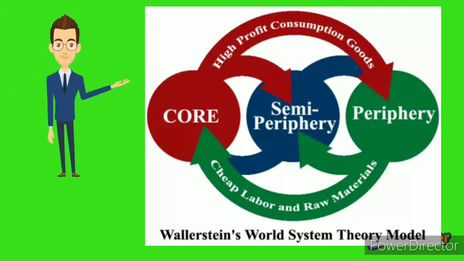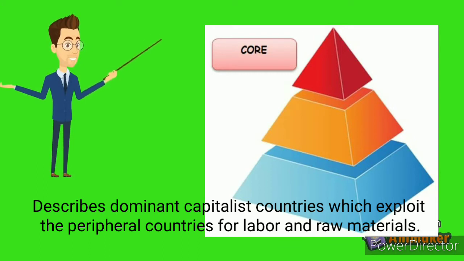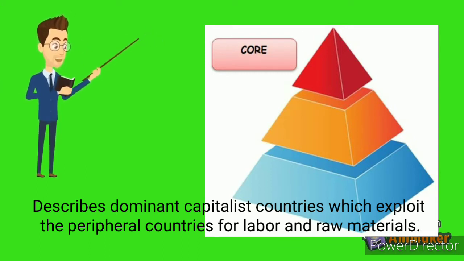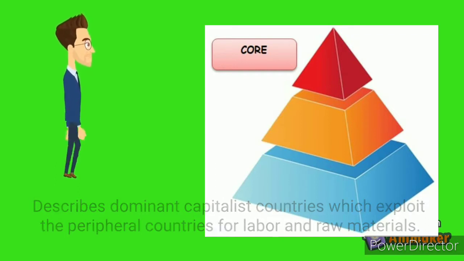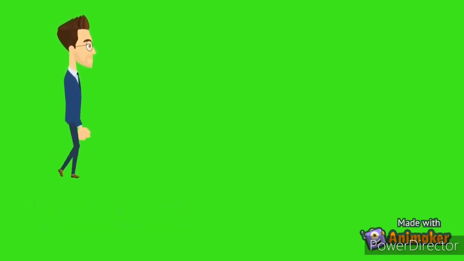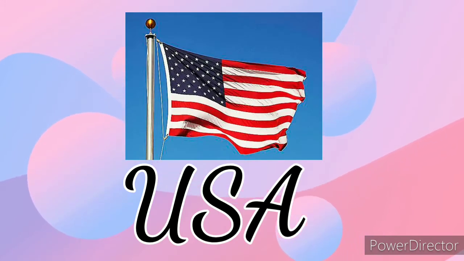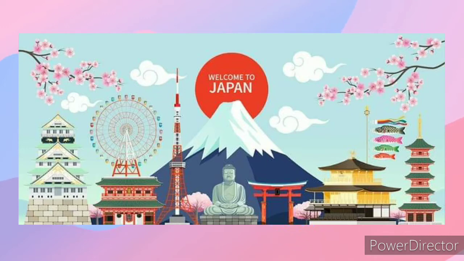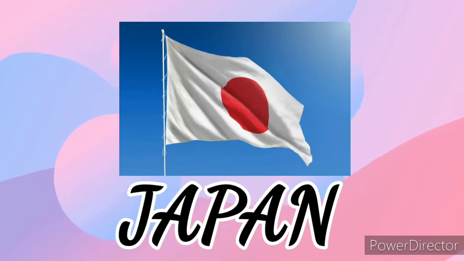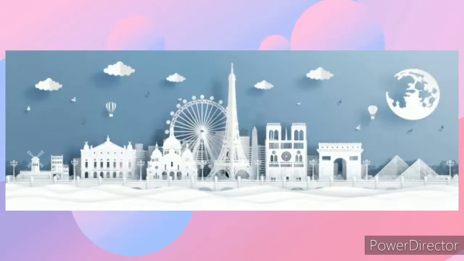The world system theory saw the division of the world into three parts, which are the core, the semi-peripheral, and the peripheral. The core describes dominant capitalist countries which exploit the peripheral countries for labor and raw materials. Some of the countries that are included in the core are USA, Japan, and France.